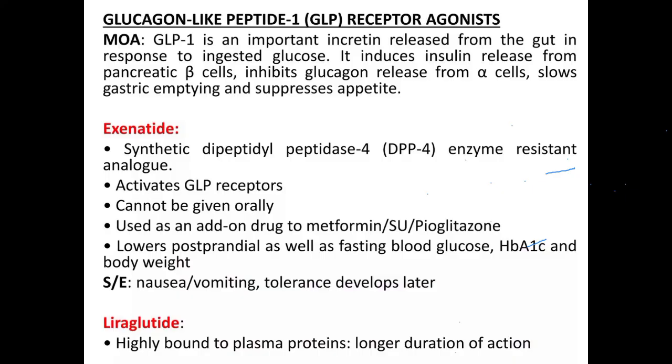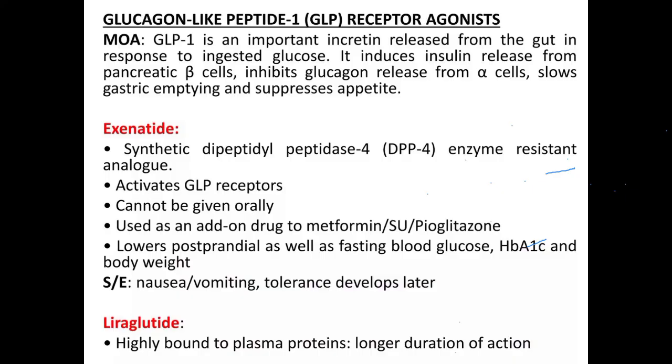HbA1c and body weight. And what does exenatide do if taken beyond the therapeutic range? That is, what are the side effects of exenatide? It causes nausea, vomiting, and tolerance develops later. Tolerance developing later means that if you are giving exenatide or a GLP-1 receptor agonist continuously beyond the therapeutic range, one side effect can be that tolerance develops. The action of exenatide decreases as chronic use increases. That is the reason they say tolerance develops later.